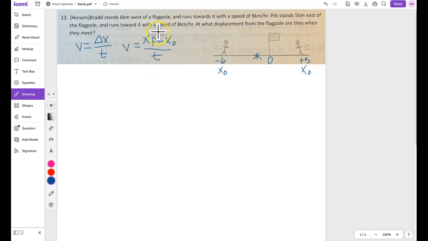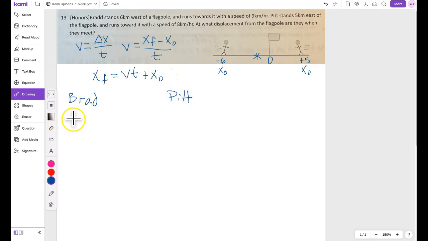So let's solve this for final position. If I do that, I'm going to multiply velocity times time. So that's v times t. I want to leave the xf on one side, which means I have to add the xo to both sides. So here's what we're going to do. For Brad and for Pitt, we're going to do the same thing. So here's Brad, here is Pitt, and we're going to use this equation.